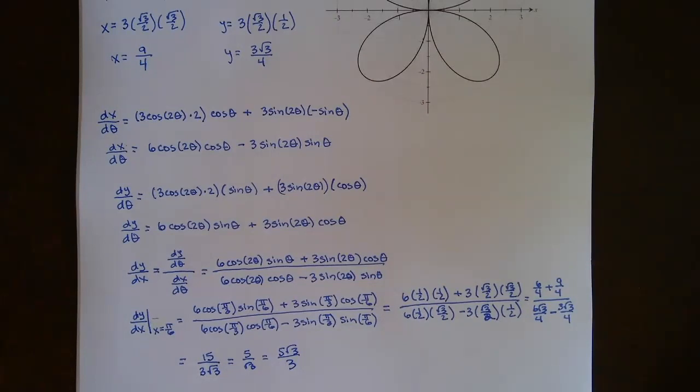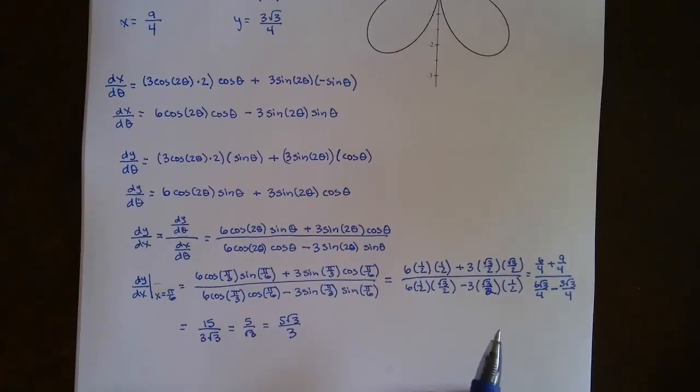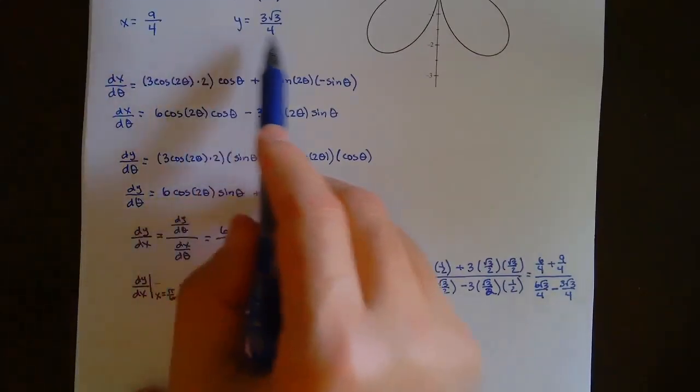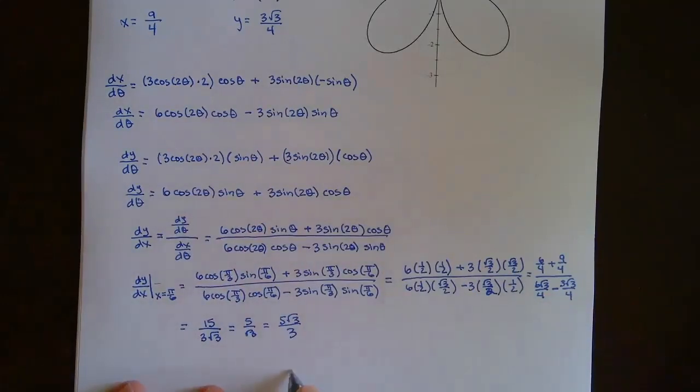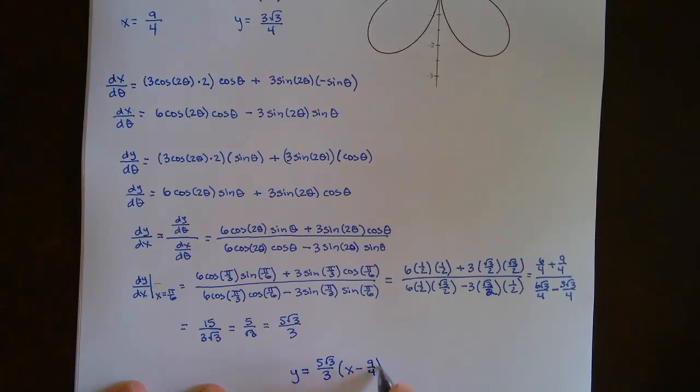Okay, so there we go. That's the slope, right? Okay, and we have our points from up here, right? So we can write our equation. So y is equal to our slope, which is 5 square root of 3 over 3, times x minus 9/4, and then plus your y, which is 3 square roots of 3 over 4. And there's your tangent line.